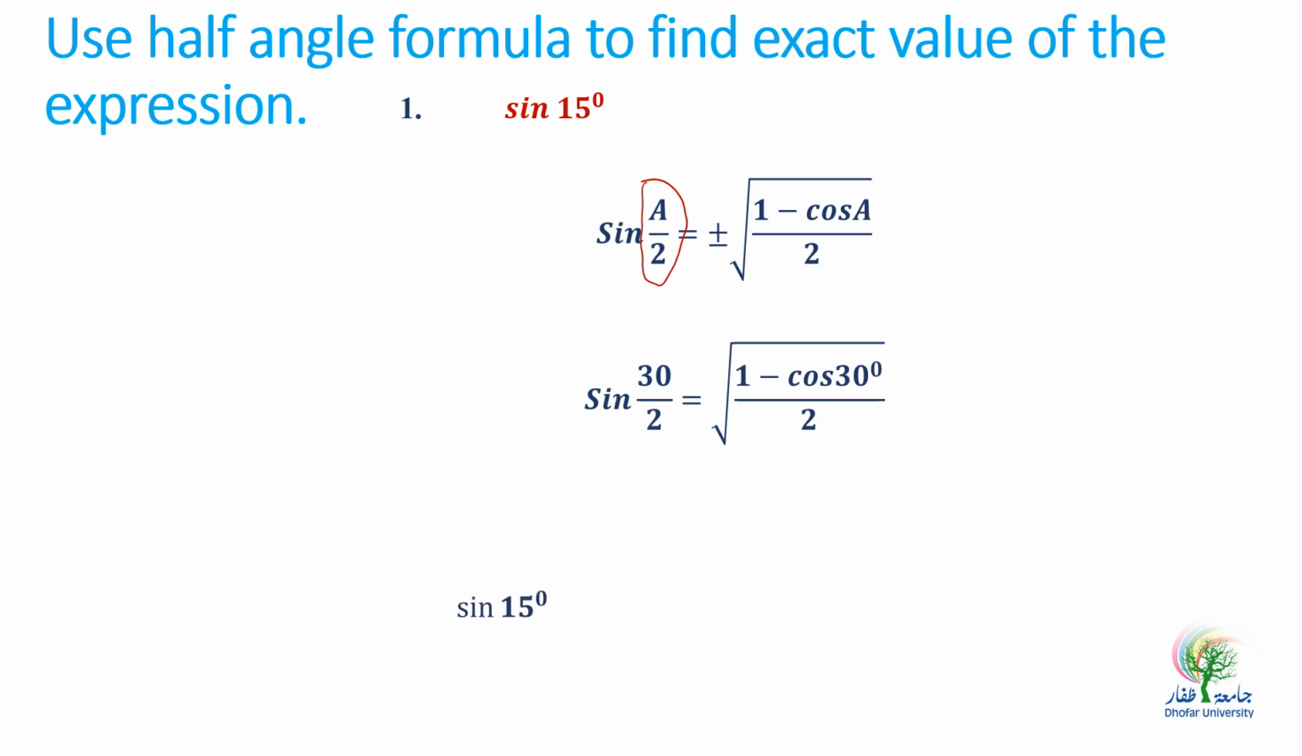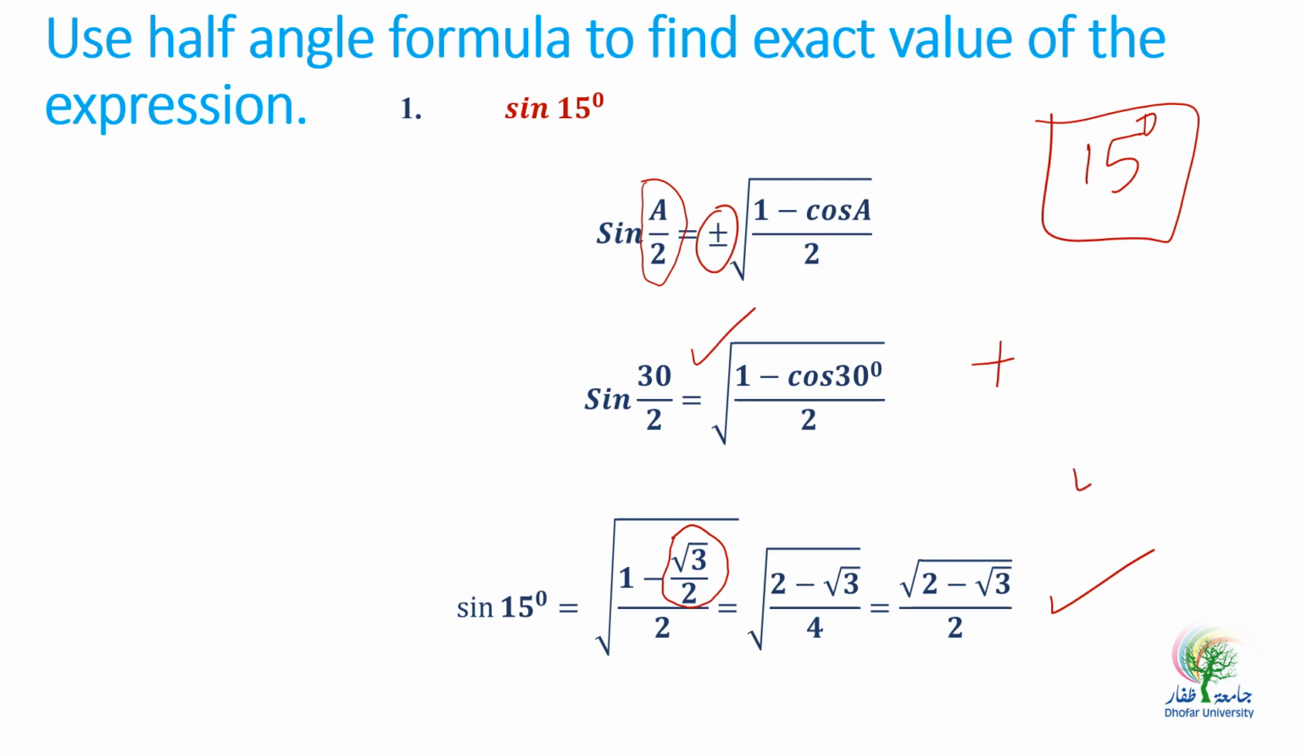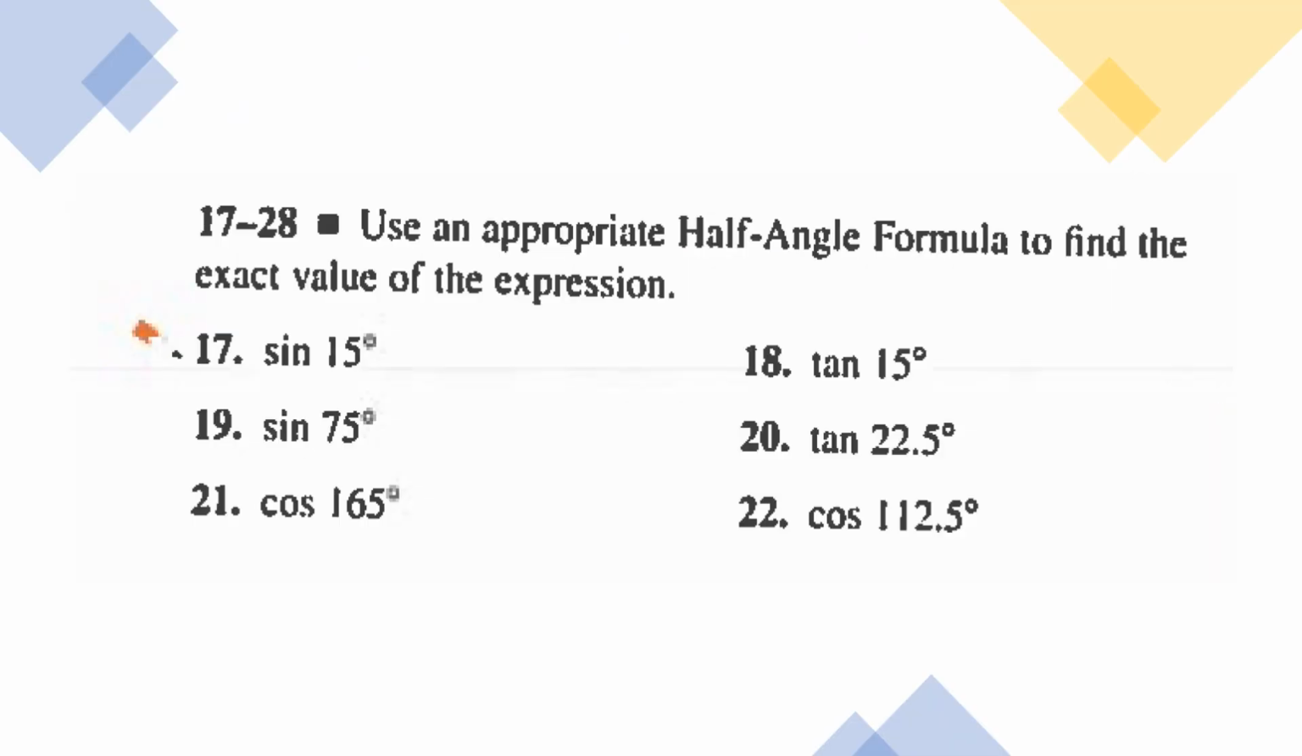And cosine 30 we know from the table. So put the value of cosine 30, that is square root 3 by 2, and simplify, this is the answer. And plus minus I choose plus. Why do I choose plus? 15 degrees is in the first quadrant, so it is plus. Practice this question.